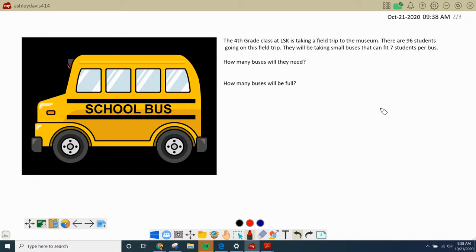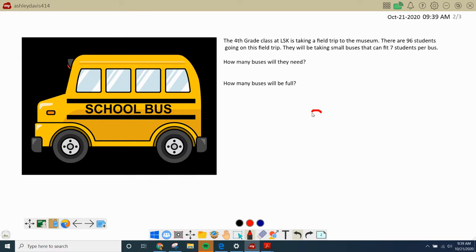So we have 2 questions: how many buses will they need, and how many buses will be full? We have 96 students total, and we're going to be dividing those students by what number? By 7. We're going to take 7 students, put them on a bus, 7 other students, put them on a bus. So we're dividing them into groups of 7. Let's go ahead and do that using either the standard algorithm or the Super 7 method. I'm going to use the standard algorithm.